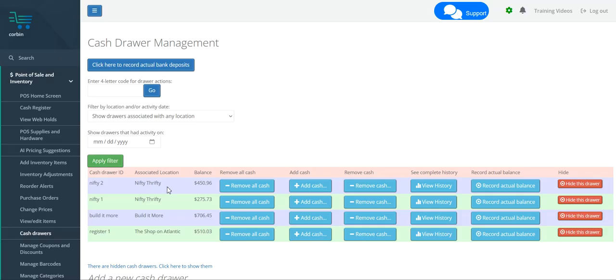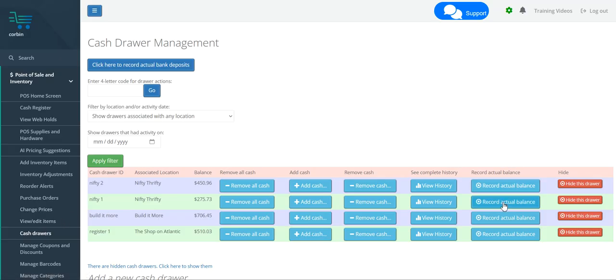So we're going to use this nifty thrifty cash drawer here, nifty number one cash drawer ID for today's example. Current balance is $275.73 after having rung up a sale today. At the end of the day, you can count down the cash either from the register profile or from the cash drawers page like we are on right now.